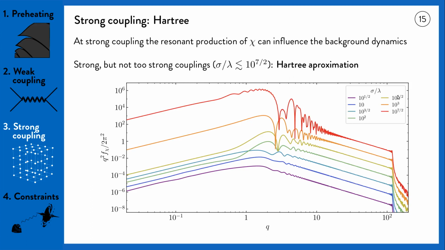As the coupling is increased, momentum modes experience stronger resonant growth, greatly enhancing the amplitude of the distribution. However, as the tail shows, the resonance is eventually shut down by expansion and subsequent particle production proceeds perturbatively.